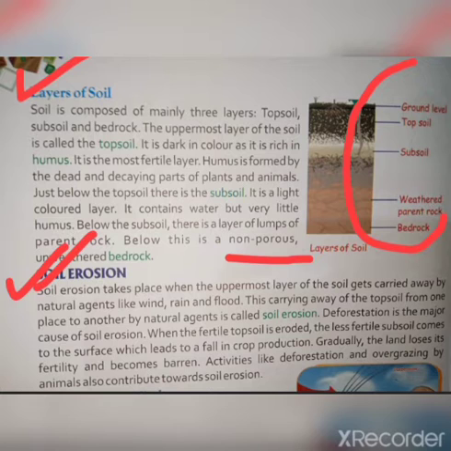Remember what is soil erosion? So soil erosion is the natural phenomenon of carrying away of the topsoil from one place to another by natural agents. Okay. Now, by what factors does soil erosion take place? So, following are the factors by which soil erosion takes place. Let's discuss in detail.